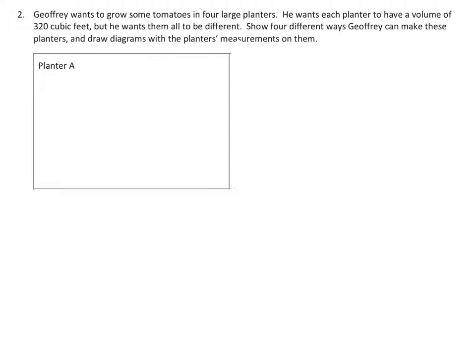He wants each planter to have a volume of, so V equals 320 cubic feet. He wants them all to be different, so they aren't going to look the same. So 4 different ways you can make these planters, draw diagrams, and the planter's measurements on them. Can do. So I need to think of what numbers are going to get me 320 for length, width, and height. So I might have to try a few things.